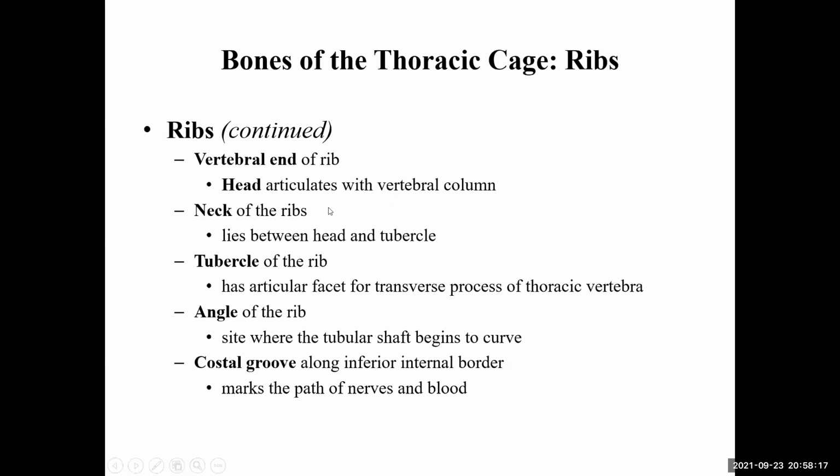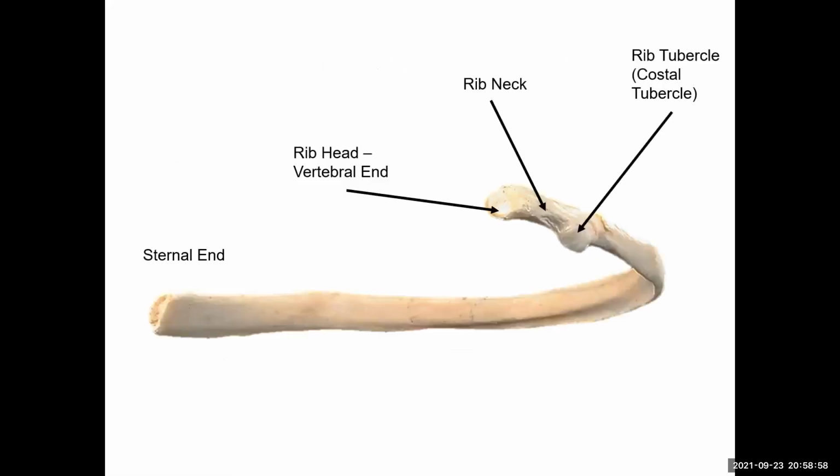Then the head tapers down, and then we have the neck. It's a thinner area. Then you're going to see a second bump on the rib. That's the tubercle, and that's the part of the rib that is going to articulate with the transverse process of the thoracic vertebra, which I was telling you about before. Then when we start to see the rib curve towards the front, that's the angle of the rib. And on the underside of the rib, on the inferior and internal border, we have a groove. That's where the nerves and the blood vessels for those ribs are going to run.